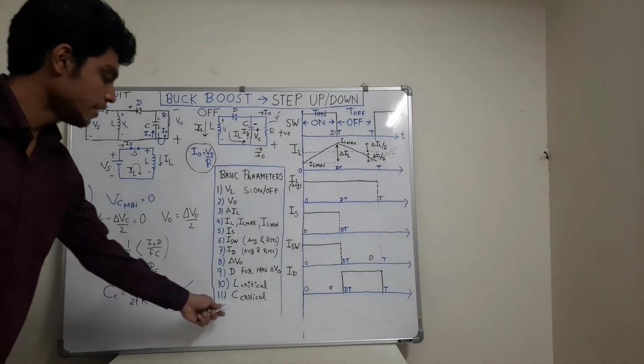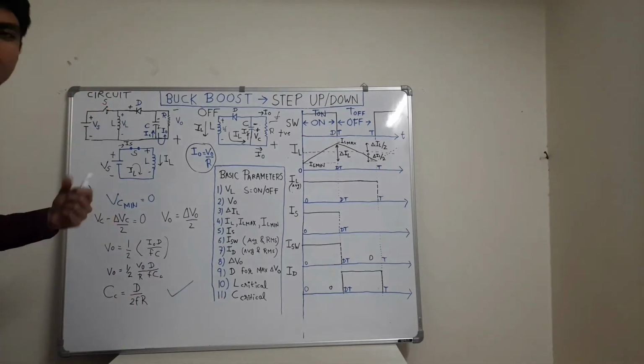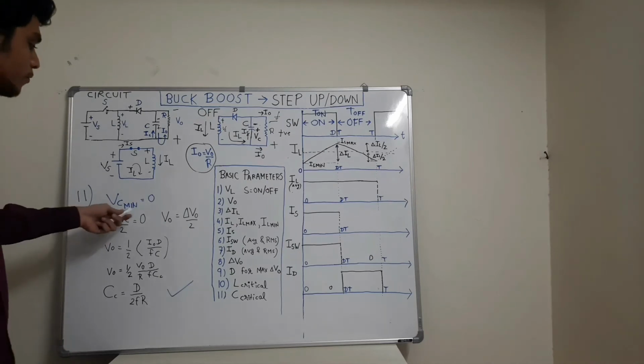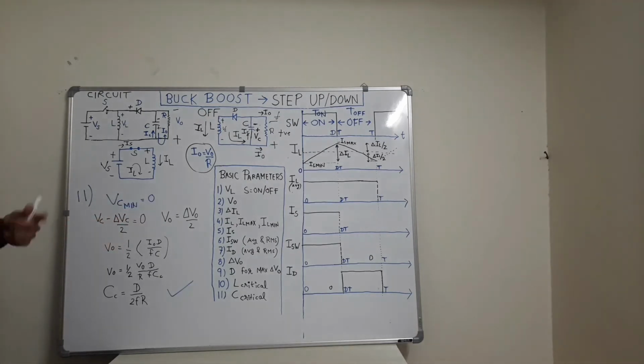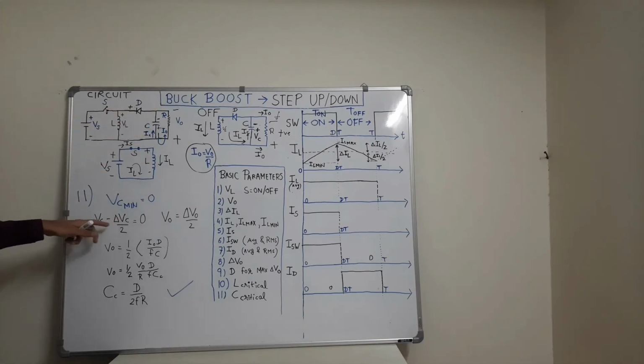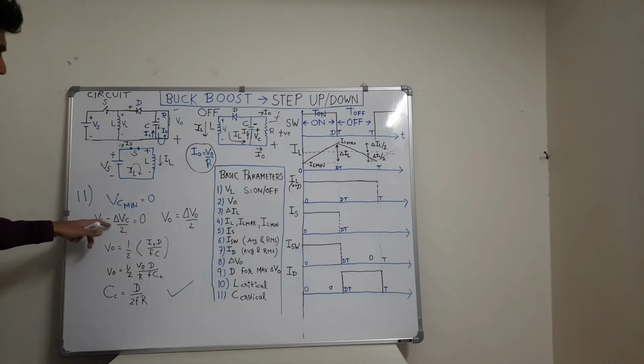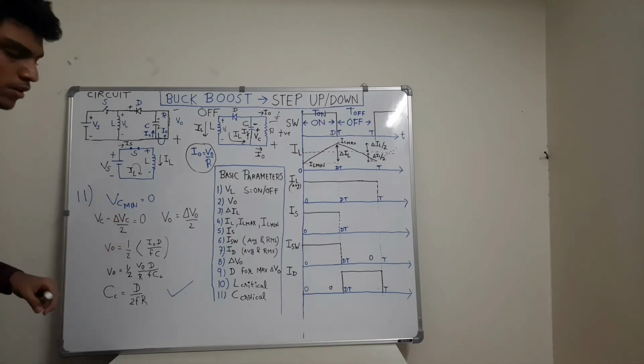The 11th parameter is C critical. Finding the C critical, we will use the same concept as previously. Vc mean is equal to 0. Previously it was IL mean is equal to 0. Now Vc minus del Vc by 2 is equal to 0. But we know that Vc and V naught are same. Therefore V naught is equal to del V naught by 2, because V naught minus del V naught by 2 equals 0.